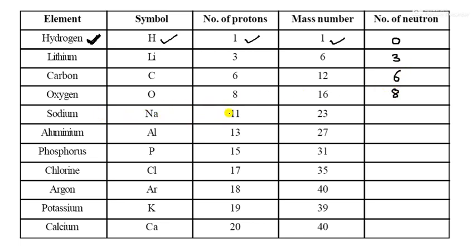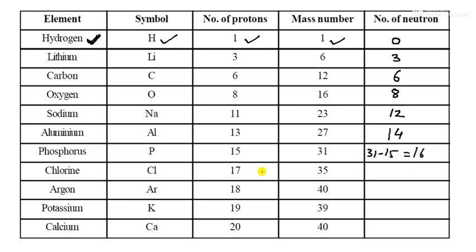What about sodium? It is 11, and the mass number is 23. So 23 minus 11 is 12. So the number of neutrons is 12. Aluminium, it is 13, and the mass number is 27. So mass number minus the number of protons, 27 minus 13, it is 14. Now what about 15? Here is 15 and here is 31, so you can do 31 minus 15, we get 16, so that is the answer.